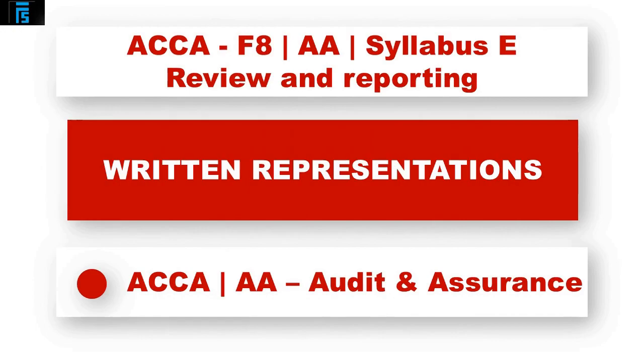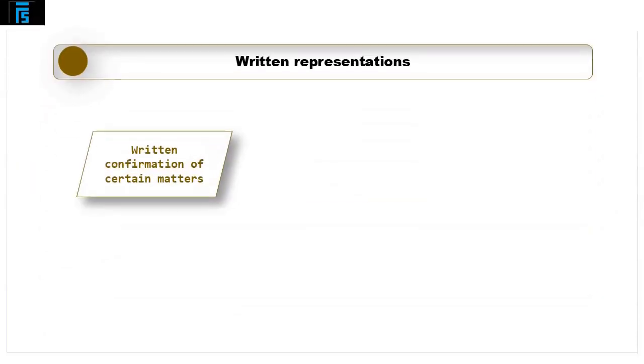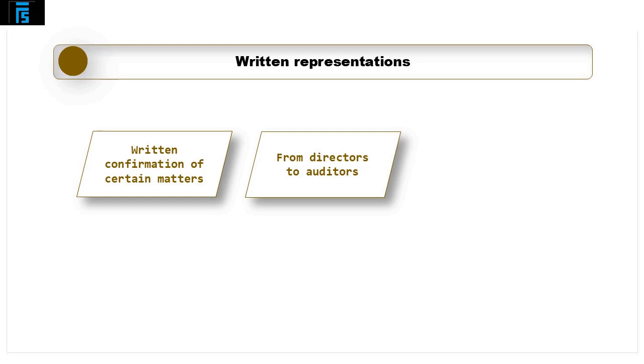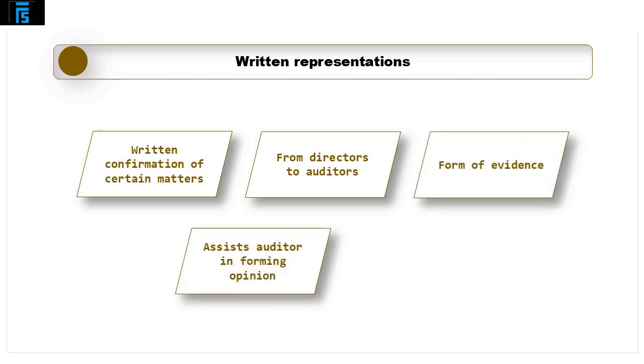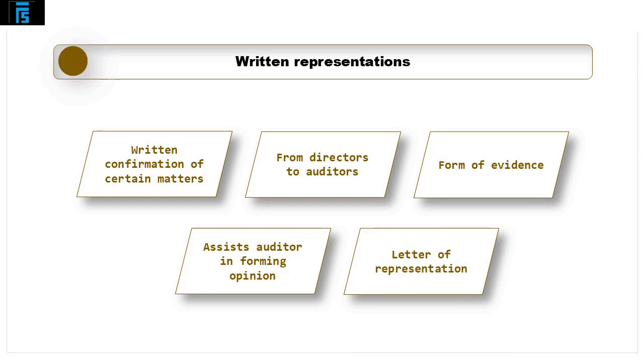This video will explain the purpose and practicalities of written representations. Written representations are written confirmations of certain matters from the directors to the auditors. It is a form of evidence to assist the auditor in forming their independent opinion. They are often also referred to as the letter of representation, but both terms mean the same thing.